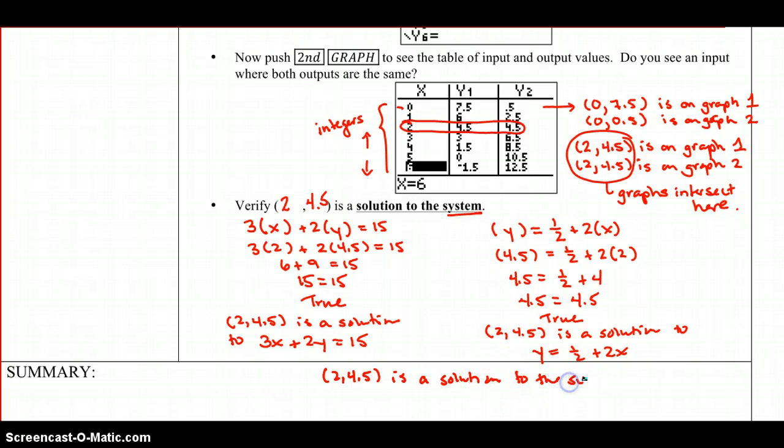Okay, this set of equations, 3x plus 2y equals 15, and y equals 1/2 plus 2x. Okay, so again, we're trying to find a point that they both had in common in the table. It must be where the graphs intersect, and when we verified, that point actually was a solution to both equations. So that point also has to be a solution then to our system.